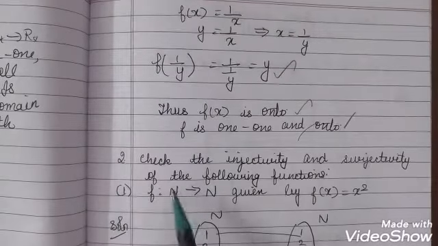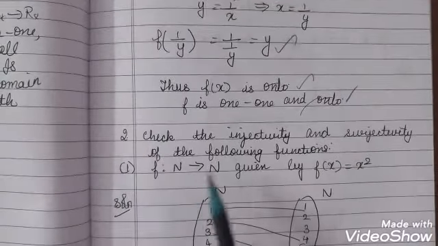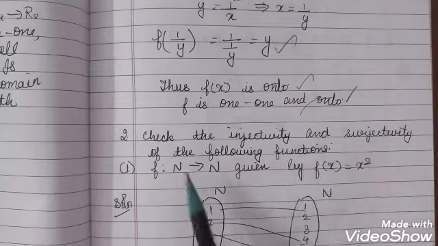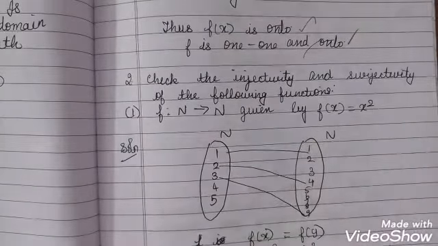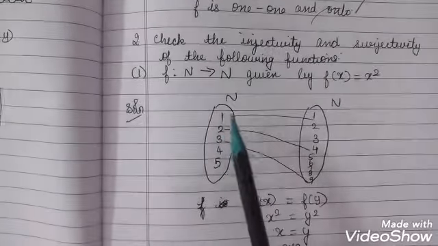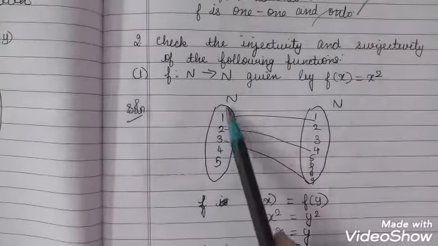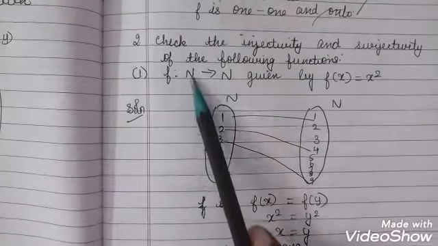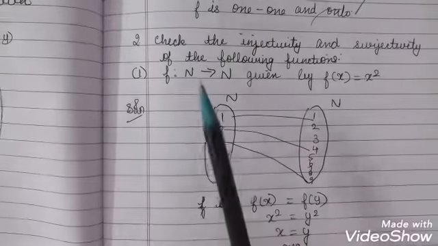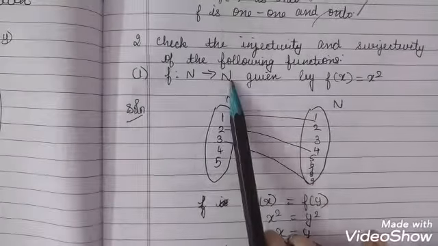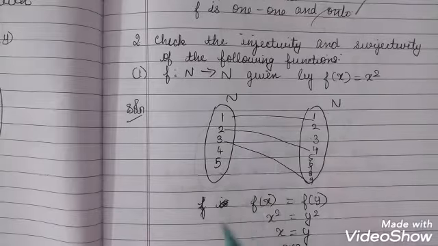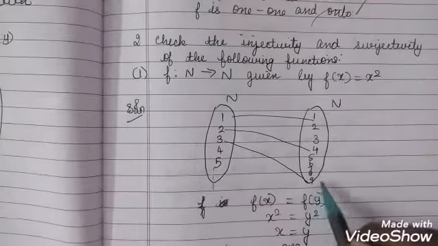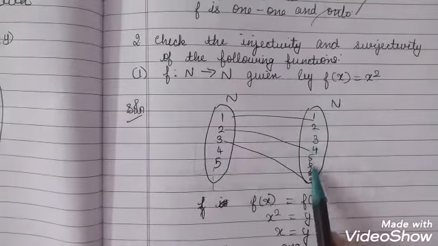Now the second question: check the injectivity and surjectivity of the following functions. f from N to N given by f of x is equal to x squared. Here the domain and the codomain are both the set of all natural numbers, because it is given as f from N to N. So the natural numbers are 1, 2, 3, and so on. Here also it is 1, 2, 3, and so on.